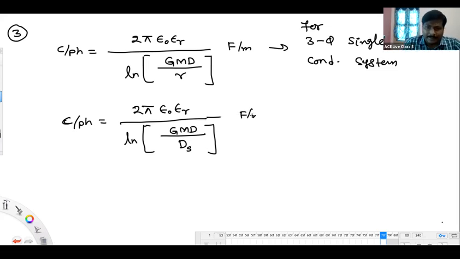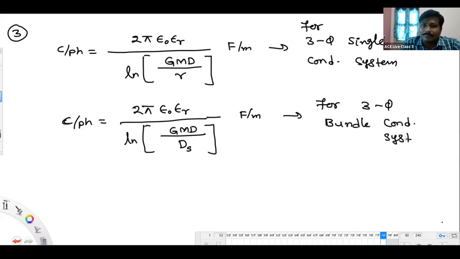This is in farad per meter. This is for a three-phase bundle conductor system. In some textbooks, people will say GMRL and GMRC also: GMRL for inductance calculation, GMRC for capacitance calculation. Only one change is that while calculating DS, DS will be similar to GMR only.